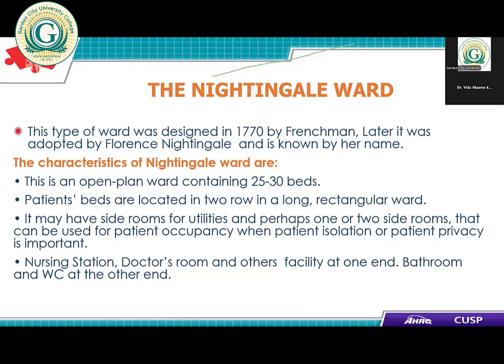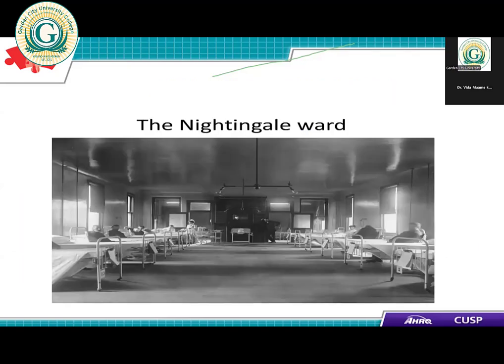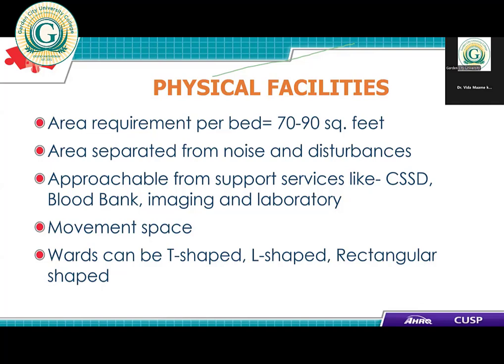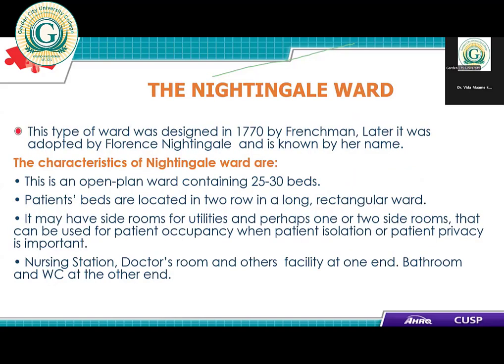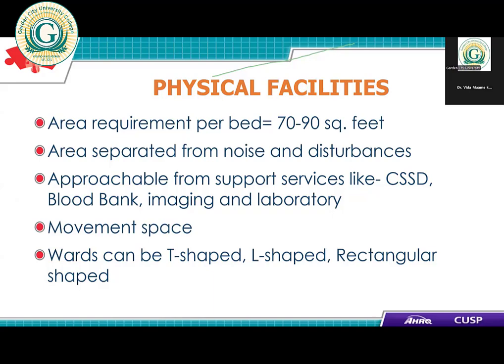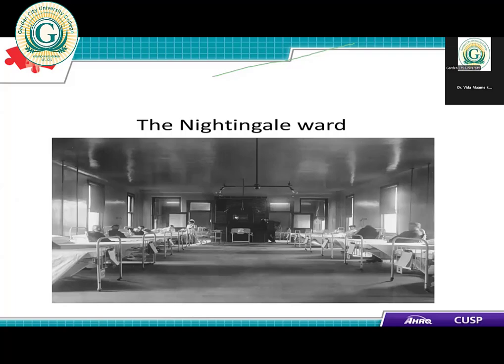Example of a Nightingale ward, as you can see. As I say, the characteristic is rectangular in shape. We have, as I said, patient beds located in 2 rows in a long rectangular shape. As you can see, the patient beds are located in 2 rows. And we also have the nursing station out there. Then we have the service room and the WC. So that is the Nightingale ward.